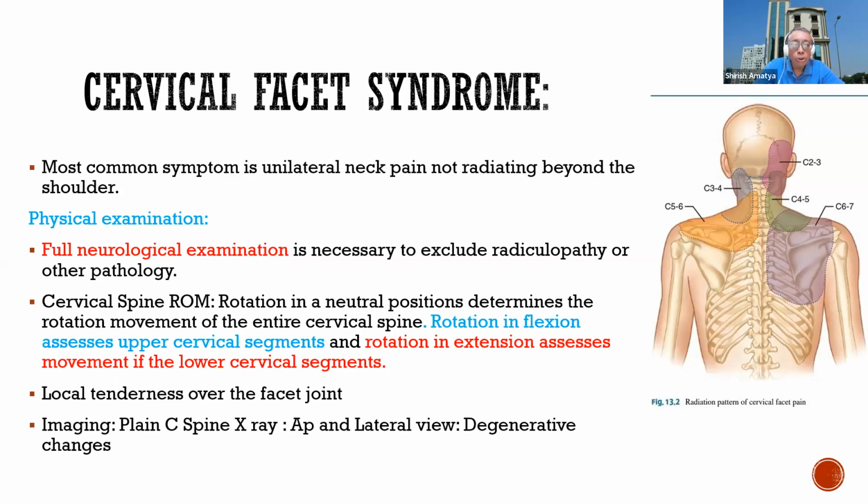We can also appreciate tenderness over the facet joint, and we can always order a plain X-ray of the C-spine, AP and lateral view, to see any degenerative changes in the spine and facet joint. So these are the ways of examining cervical facet joint syndrome.